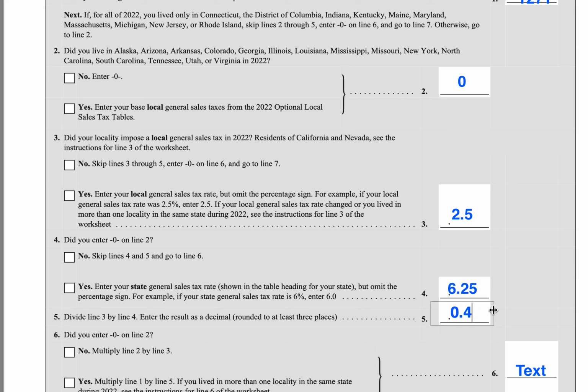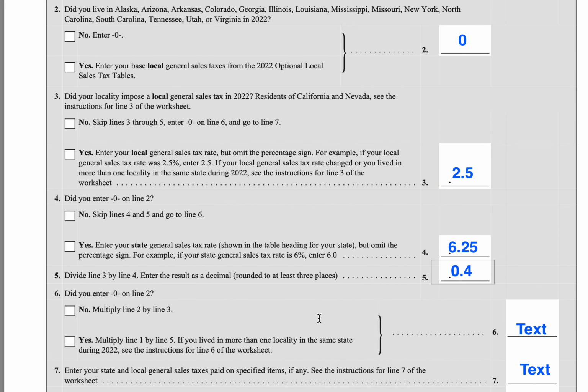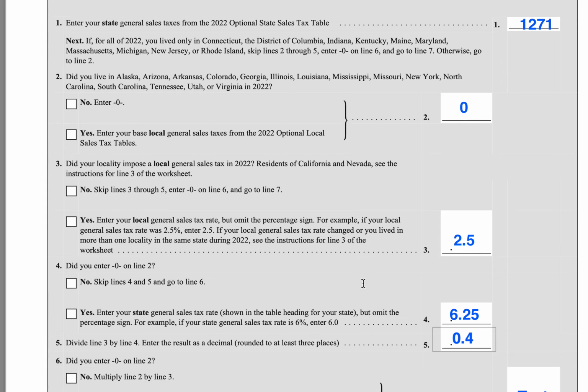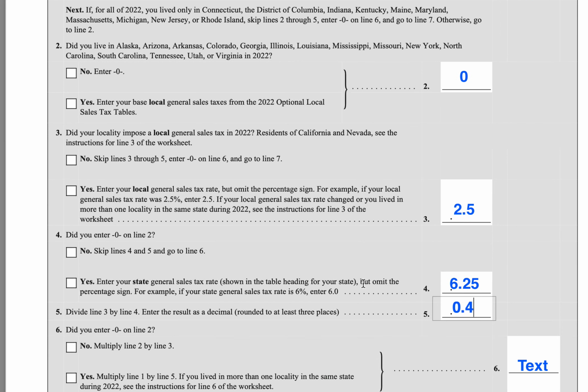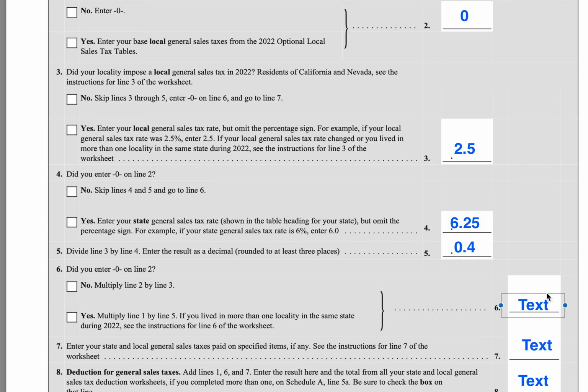0.4. So now in line 6, we're going to answer the question, did we enter 0 on line 2? Well, yes, we did. So we would multiply line 1 by line 5, and then we would enter that amount right here. So 0.4 times the amount on line 1, which is 1271, and we get $508.